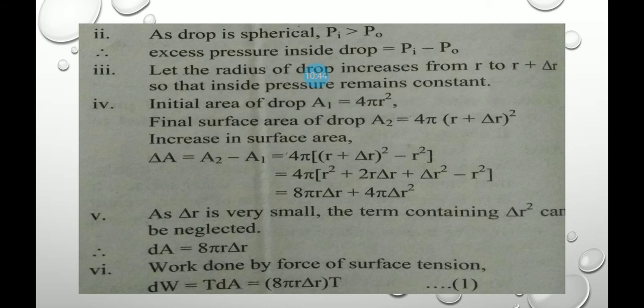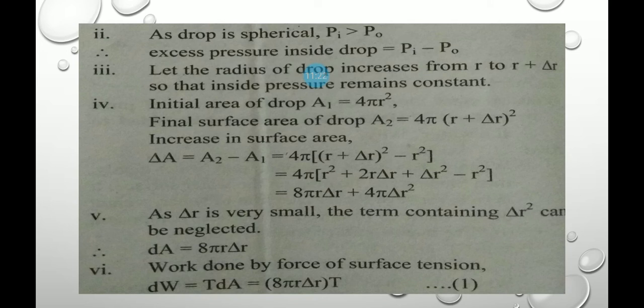R square and minus R square cancel, and we get the equation A2 minus A1 is equal to 8 pi R delta R plus 4 pi delta R square. As delta R is very small, the term containing delta R square can be neglected. That's why we get dA is equal to 8 pi R delta R.